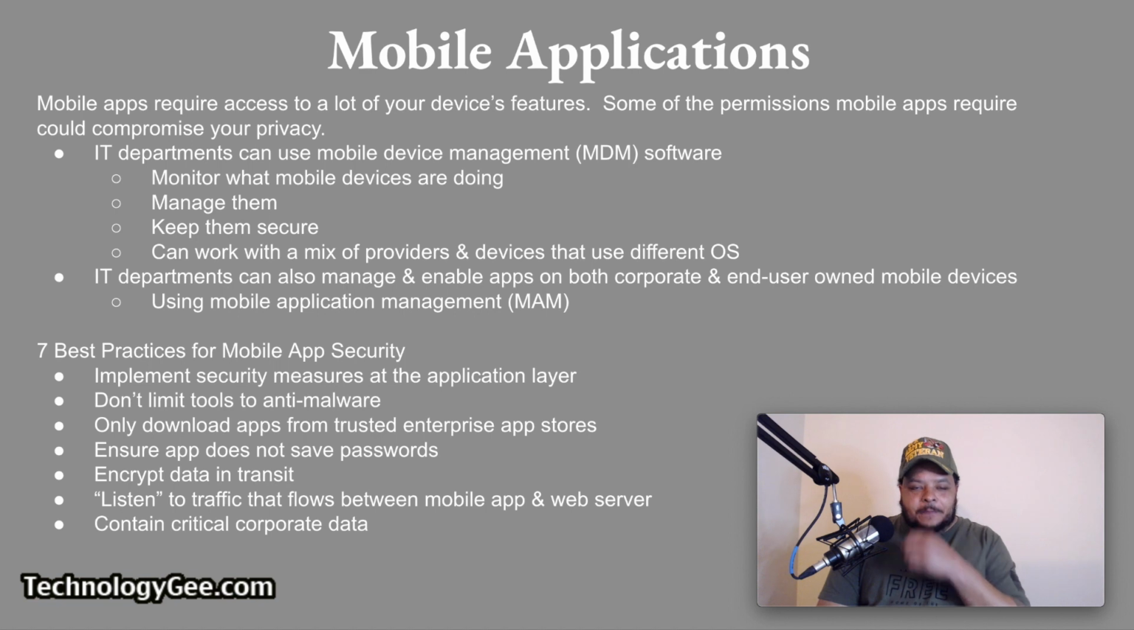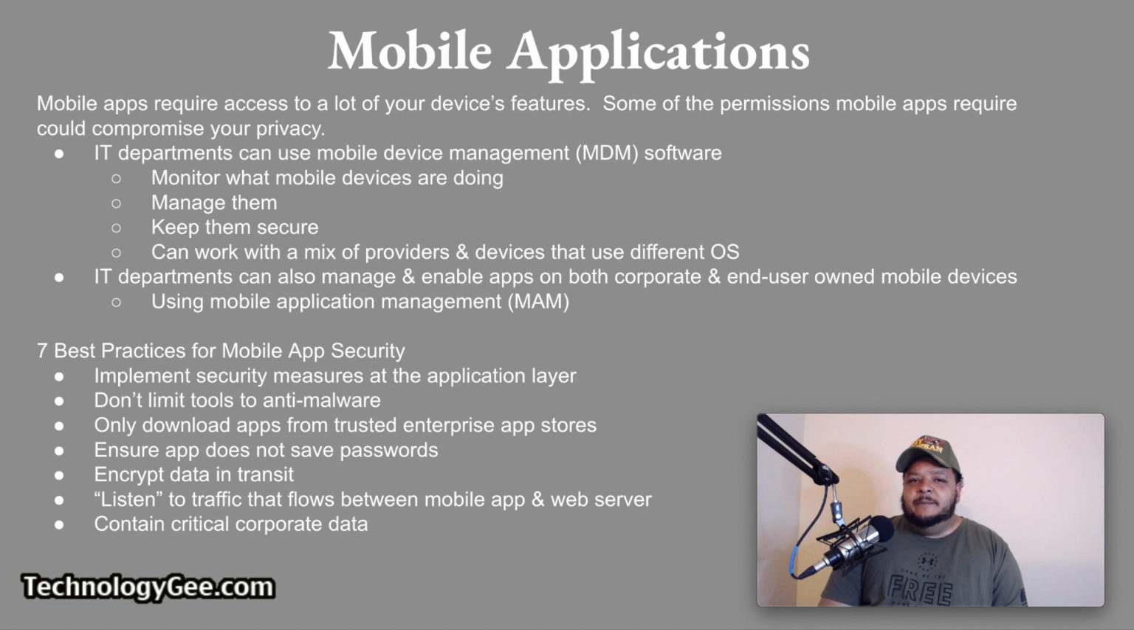Mobile applications. Most mobile apps are free and some cost a few dollars to license. In exchange for free or low cost access, mobile apps require access to a lot of your device's features. Some of the permissions mobile apps require could compromise your privacy. IT departments can use mobile device management, or MDM, software to monitor what mobile devices are doing, manage them, and keep them secure. MDM can work with a mix of providers and devices that use different mobile operating systems. IT departments can also manage and enable apps on both corporate and end-user owned mobile devices used in particular organizations by using mobile application management, or MAM.